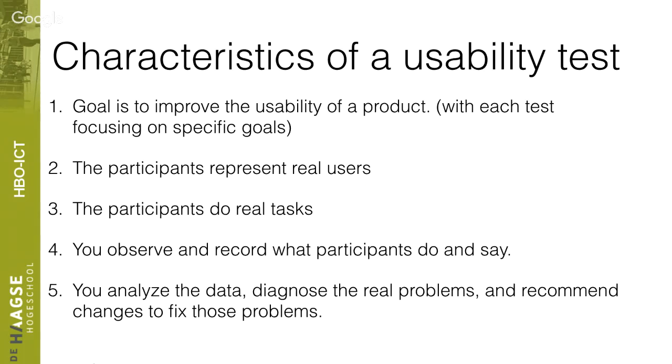The participants in your test represent the real users. So if your product is for 60-year-old people, and you're testing it on your classmates here, then they don't represent the real users, because it's a different age group, different experience with technology, et cetera. The participants do real tasks. So you give them some list of tasks that are similar to what they will do in the real world with your device. You observe and record what the participants do and say.